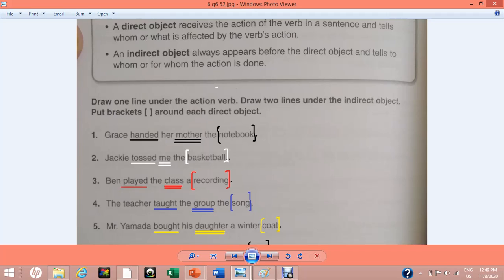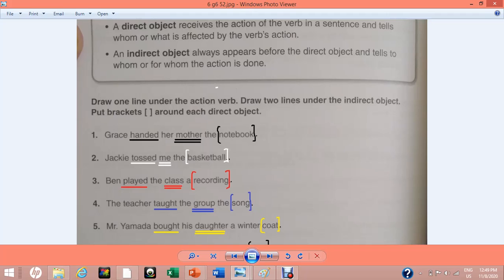The sentence can also be written this way. Grace handed the notebook to her mother. Even in that case, mother will be categorized as an indirect object. Number 2, Jackie tossed me the basketball. The basketball is a direct object while me will become an indirect object, and Jackie is a subject and tossed is a verb. According to the question, you will put one line under a verb, two lines under each indirect object, while there will be brackets around each direct object in every sentence here.